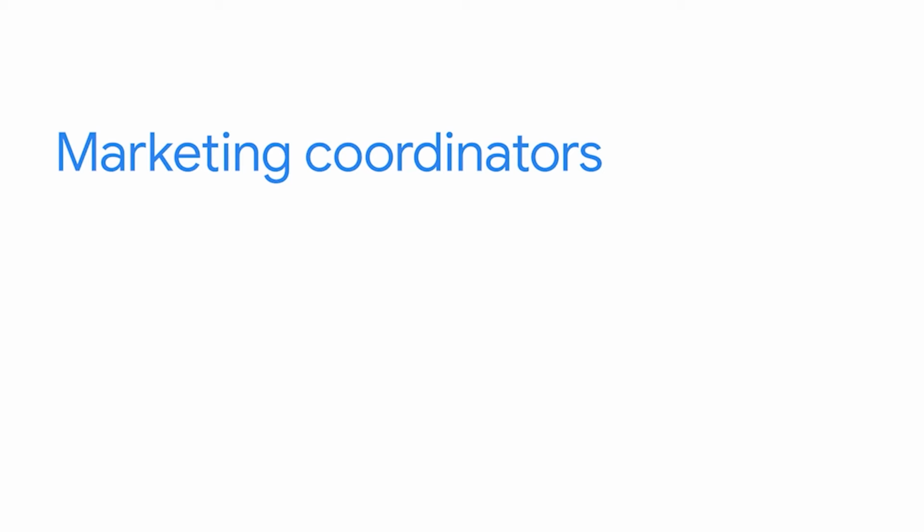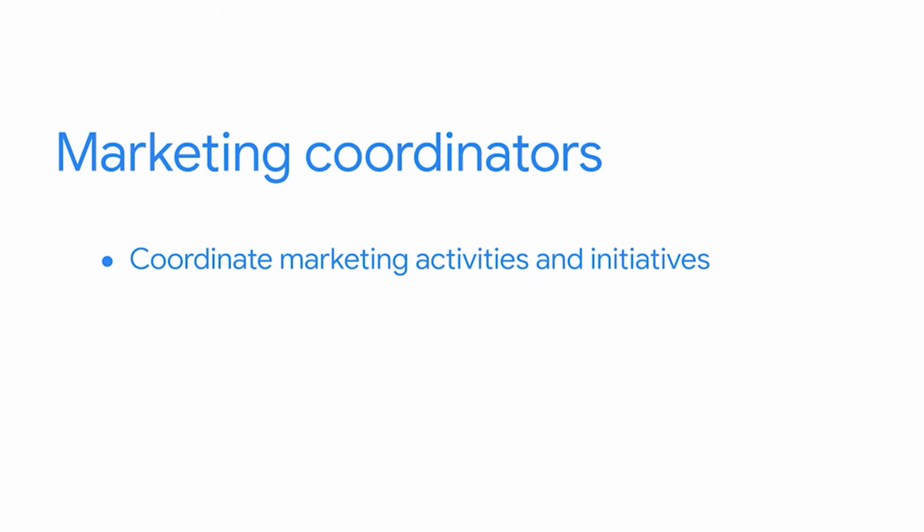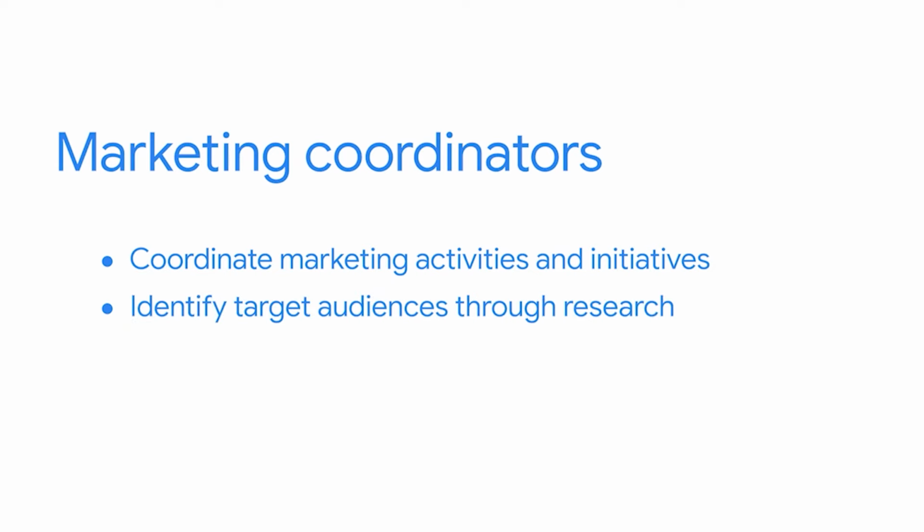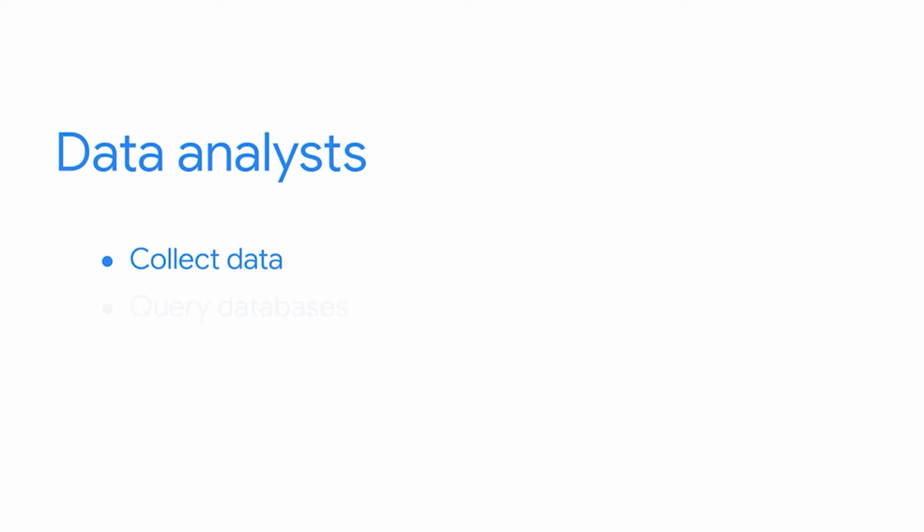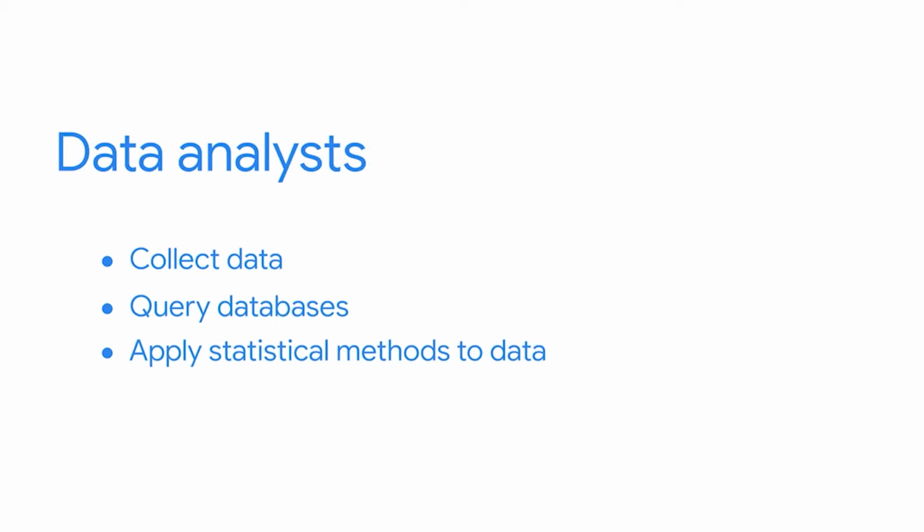If a marketing specialist performs data analysis or creates visualizations for campaigns, that role may actually be a hybrid one. A hybrid role could blend a marketing coordinator and a data analyst role into a single marketing specialist role. Marketing coordinators coordinate marketing activities and initiatives, identify target audiences through research, run campaigns, and evaluate trends. Data analysts collect data, query databases, apply statistical methods to data, and create data visualizations. Some additional tools and skills may be required for a hybrid role in marketing. A combination of a marketing coordinator and a data analyst.